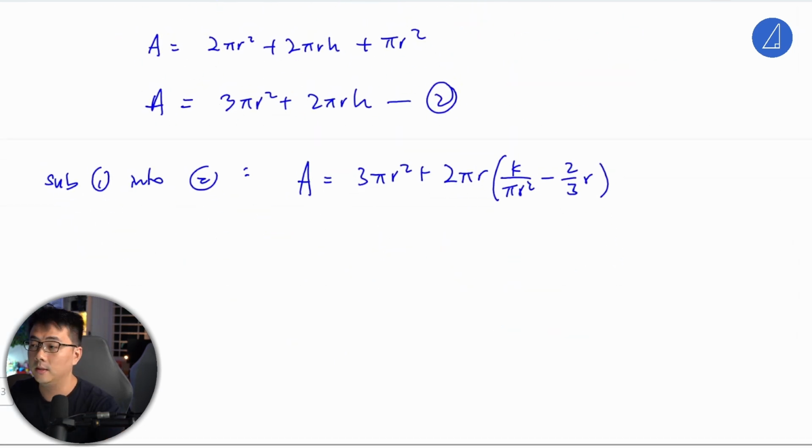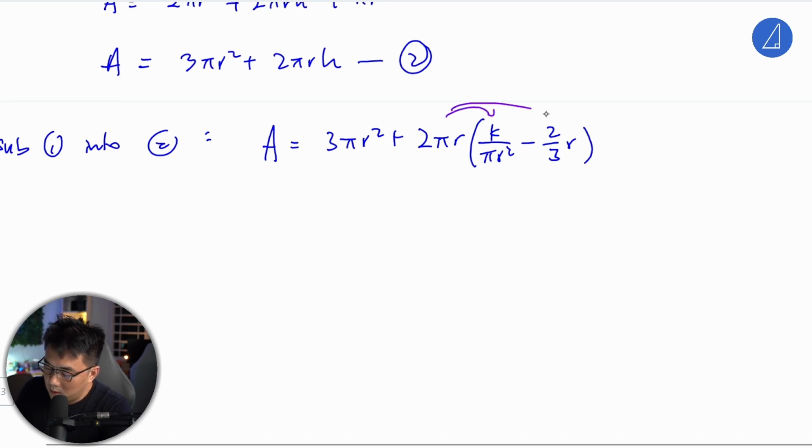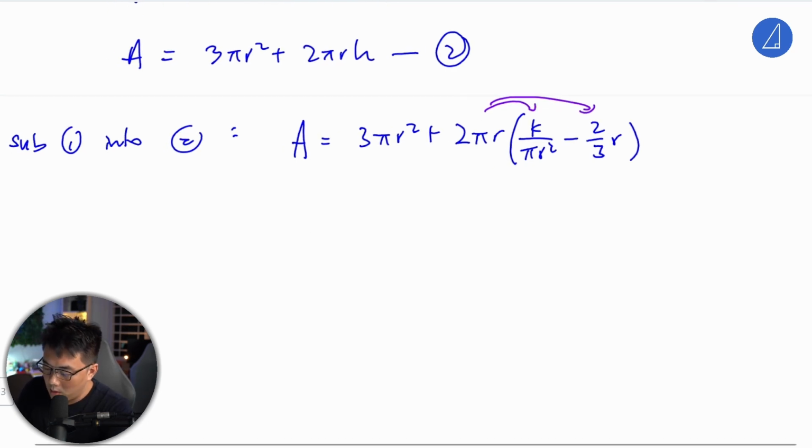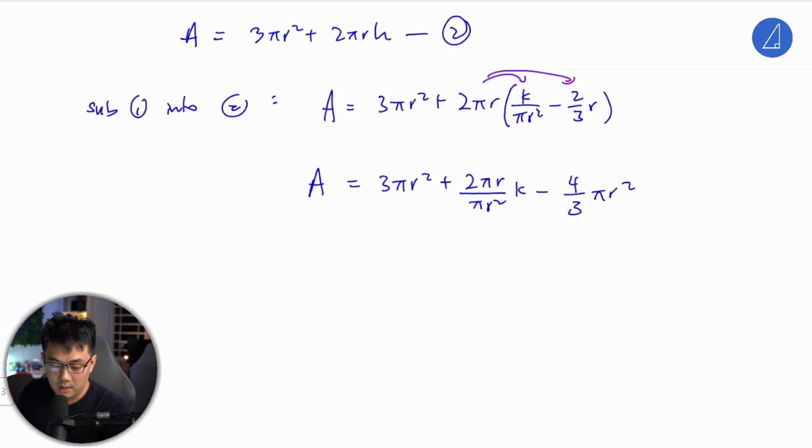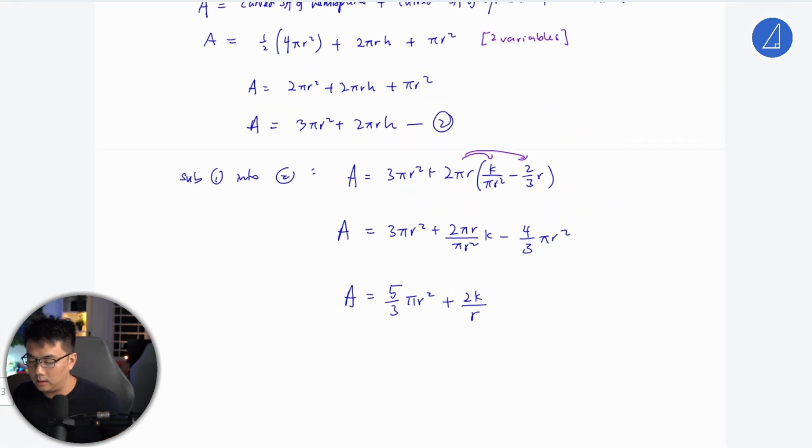Then I'm going to simplify this. Multiplying in here, before I minimize it, what I get is 3 pi r square plus 2 pi r over pi r square, k minus 4/3 pi r square. So 3 minus 4/3, I think is okay. Just key in calculator. So A will be 5 over 3 pi r square, and after which 2 pi, that will be 2k over r. Okay, that's what I got.